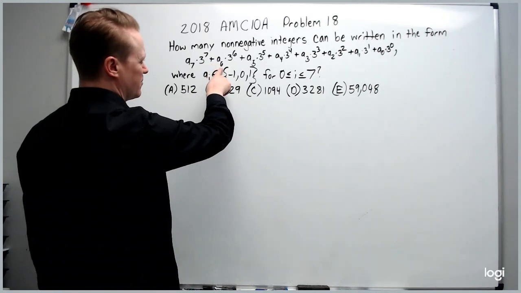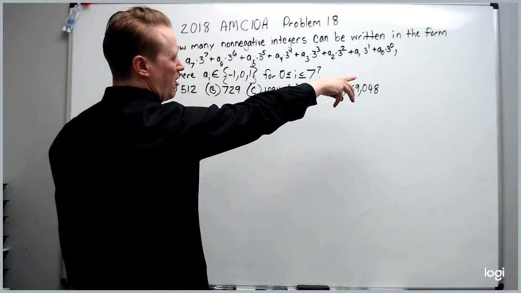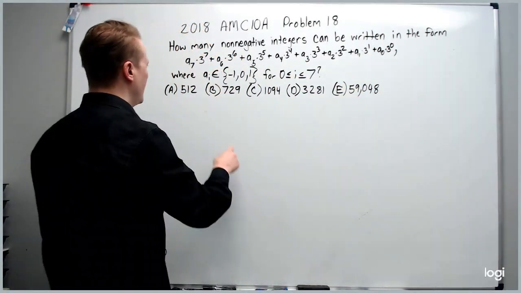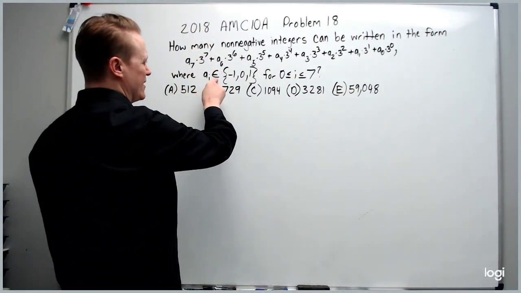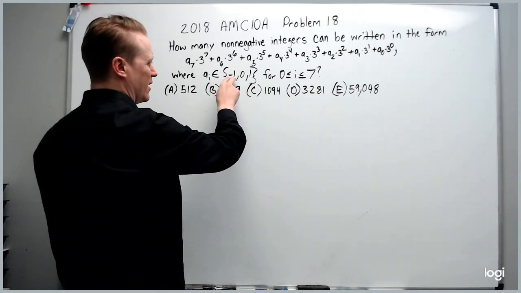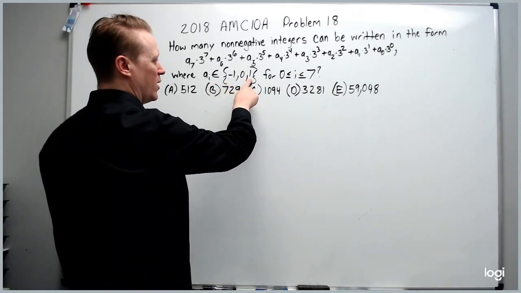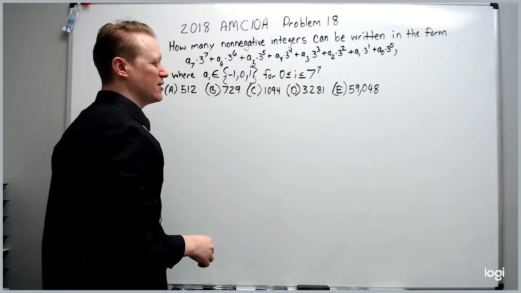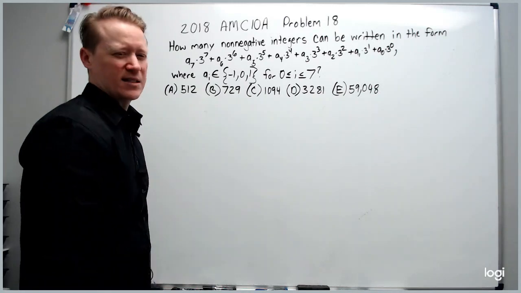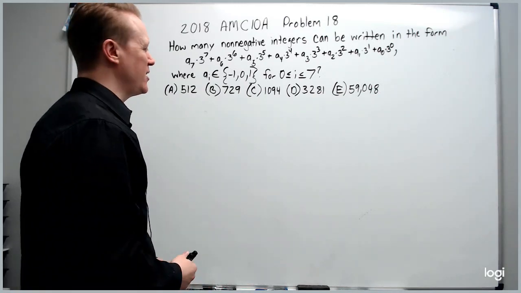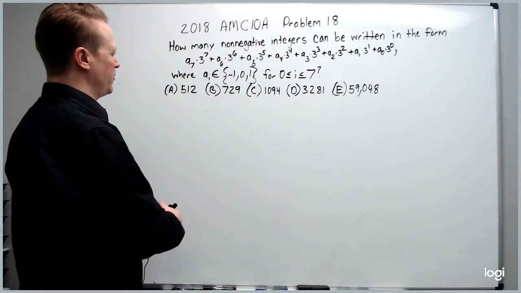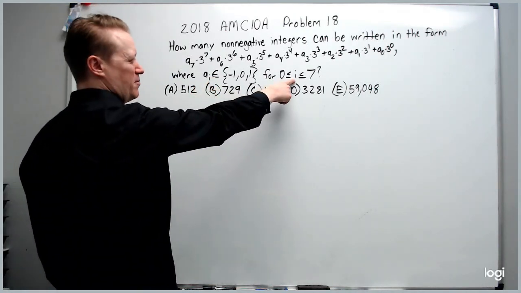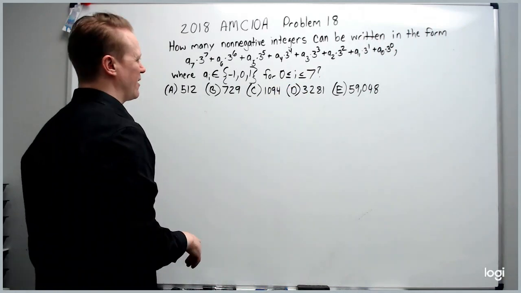7th plus a sub 6 times 3 to the 6th, all the way down where the subscript matches the exponent on 3, where a sub I is an element of the set negative 1, 0, or 1, for I between 0 and 7 inclusive. This problem's difficulty is somewhat the notation. For a lot of people, they don't know what the symbol means, or they don't know how to handle a sub I. What does it mean that I is between 0 and 7?